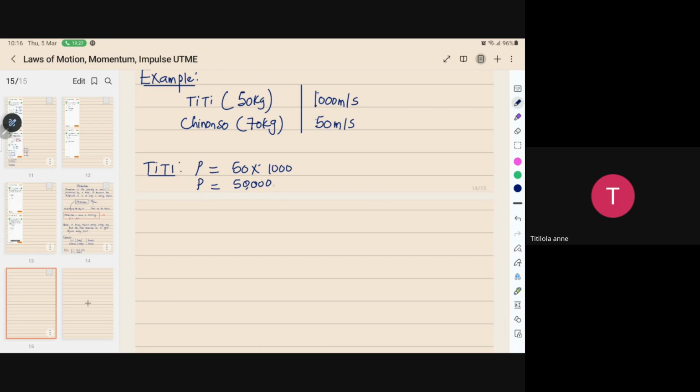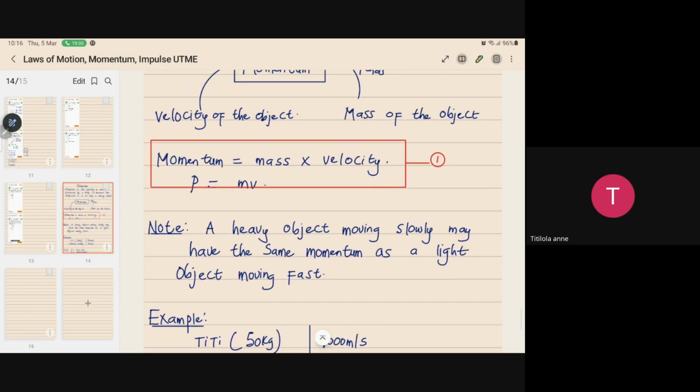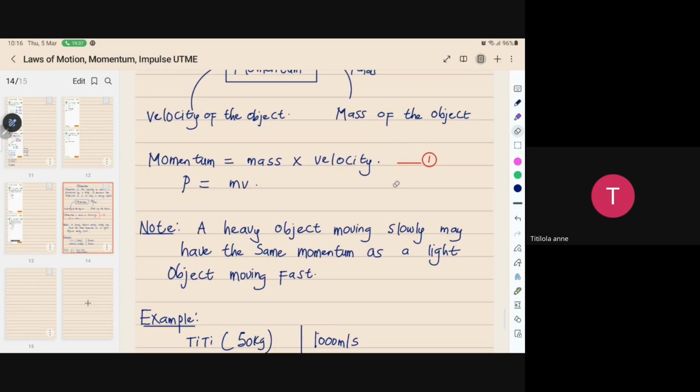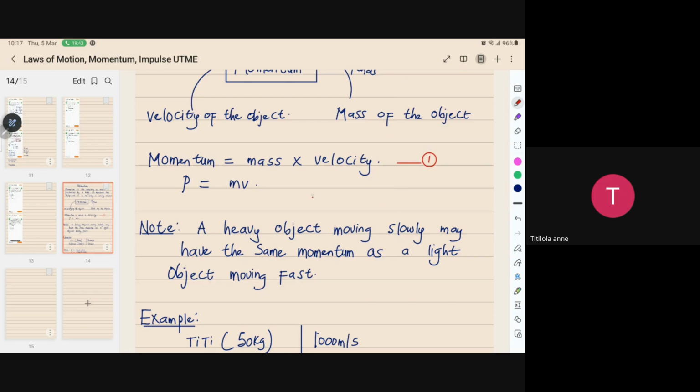And the unit of momentum actually is kg. Sorry, I forgot to say that. Meter per second. That's the unit of momentum, kg meter per second. So I think I should actually reduce this here, and then put that it is measured in kg meter per second. So let's have it this way.